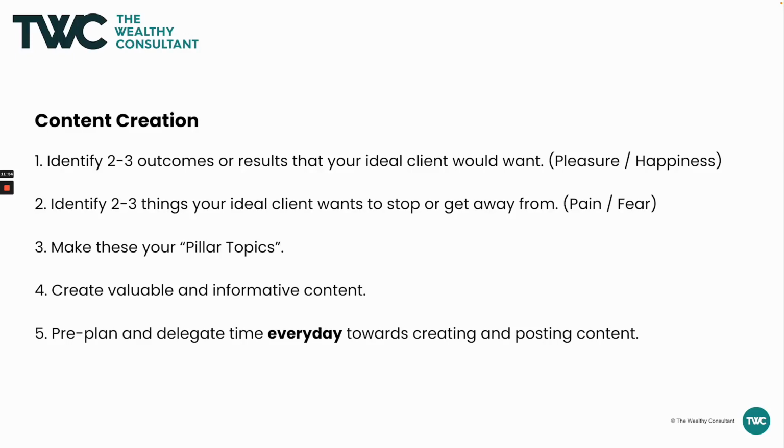Number 2, identify 2 to 3 things that your ideal client would want to stop or get away from, pain or fear. Now, these become what we're going to call your pillar topics. Everything that you're going to talk about in the marketplace, at least for the foreseeable future, I want you to focus on these 4 to 6 things, half of which will be focused on pleasure, happiness, what your ideal client wants or is future pacing for. And then the other half on things that they're frustrated by, they're upset, they're worried about, they're scared about, they sit up at night stressing out about, right? We need to know what those are. And now these things become your pillar topics.